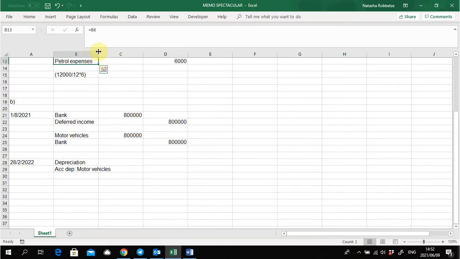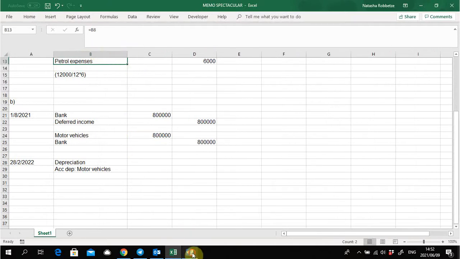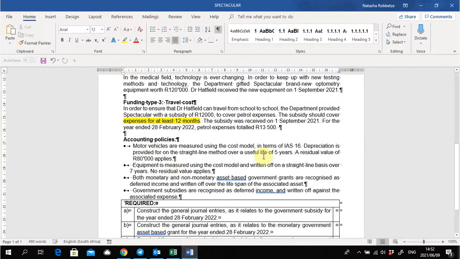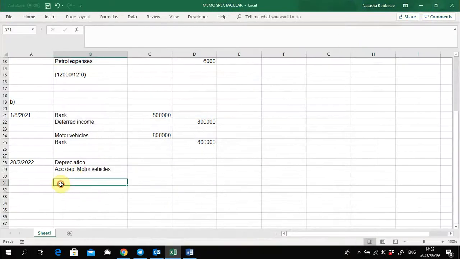I need to go and do my calculation. If I look at my policy, they tell me that motor vehicles are written off over 5 years and it has a residual value of 80,000 Rand. So I will take my 800,000 Rand minus the 80,000 residual, divided by 5 years, and now we need to go and count for the months that we have used this asset.